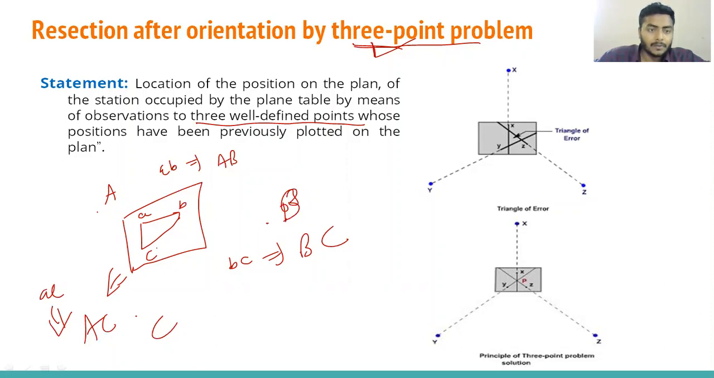So by knowing the positions of A, B, C, how can we locate the position of the plane table on this drawing? That is our work, and that is called the three-point problem.